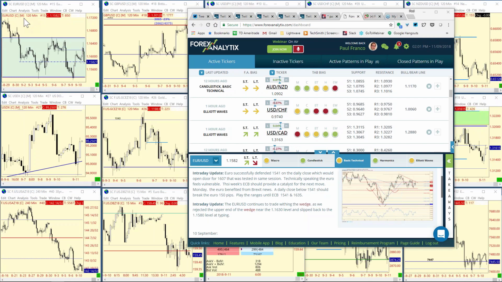So yesterday, we had said the euro successfully defended the 1541, the daily we had from the overnight session. We had defended that as we came into the U.S. session, which would open the door for 1607. I think we made it up into the 1610s. That was tested in the same session. Technically speaking, the euro feels vulnerable. This week's ECB should provide a catalyst for the next move. A daily close below 1541, we harped on that yesterday, should break the euro 150 pips if we get that. Play the ranges until ECB, 1541 and 1635.